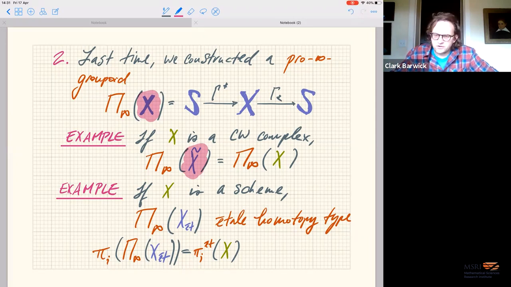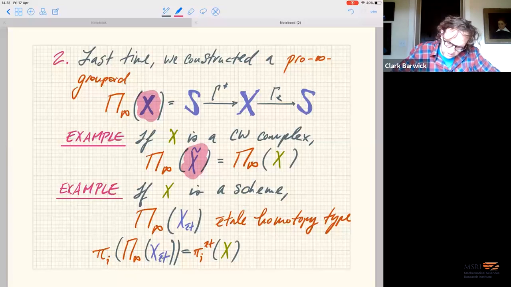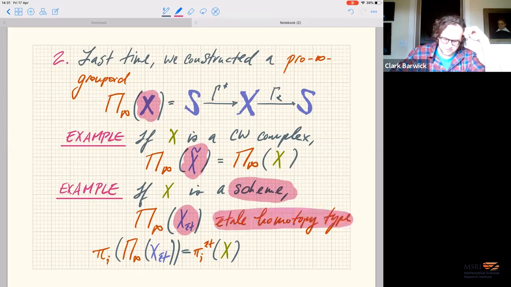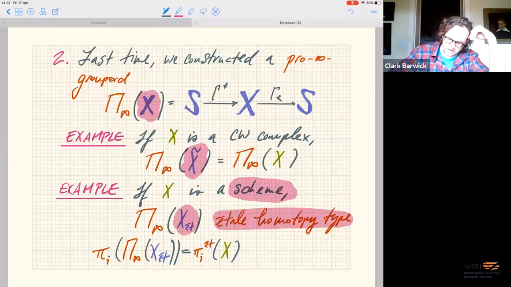So another example that we didn't talk about last time is a situation in which you might have a scheme, and you might be interested in its étale topos. And you can run this precise same construction. There's no danger whatsoever. And what you get is called the étale homotopy type. The étale homotopy type was invented at some point in the 1960s by Artin and Mazur with a rather different looking definition from this.